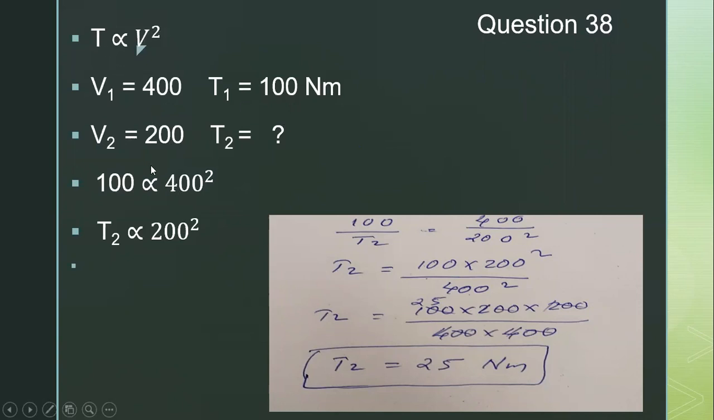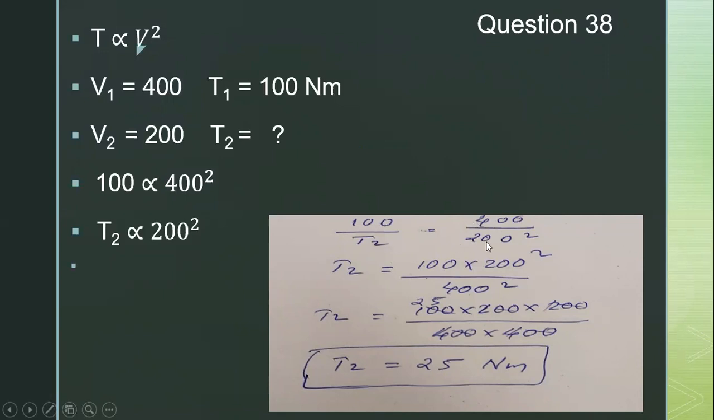So 100 is proportional to the voltage square, and in the second condition the torque is an unknown value, proportional to voltage square. When you take the ratio, 100 divided by T2 is equal to 400 square divided by 200 square. So T2 will be equal to 100 into 200 square divided by 400 square. So T2 you can move to the right side.